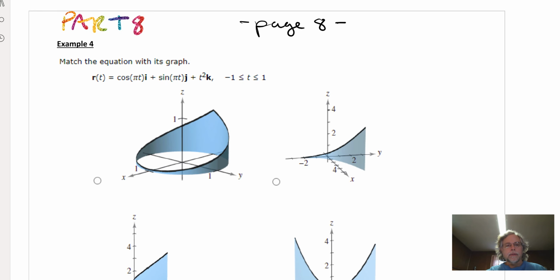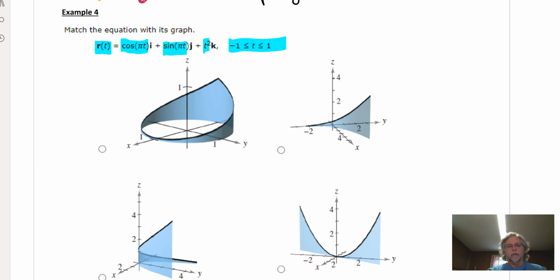This is Math 261. This is section 12.1 on vector valued functions, and this is part 8 and page 8. In this example, we have a vector valued function given to us: r of t equals the cosine of pi t i plus the sine of pi t j plus t squared k. We have t running from negative 1 to positive 1. We're supposed to identify the graph.